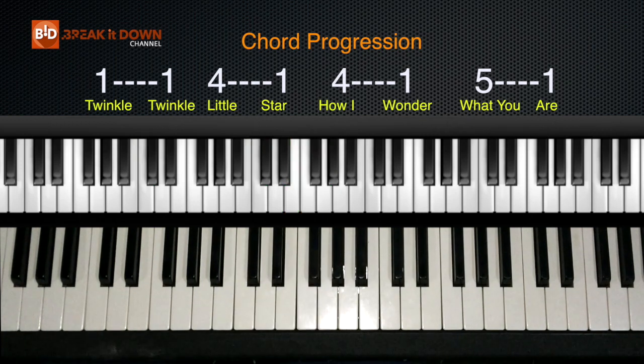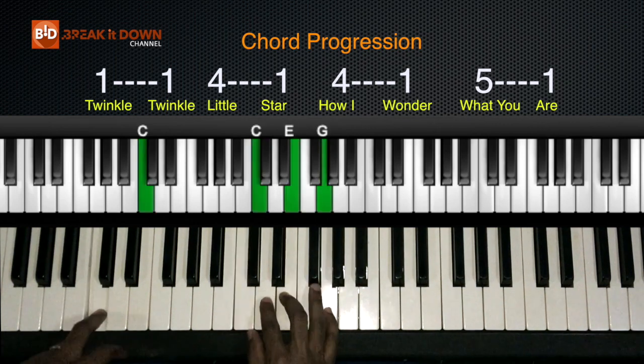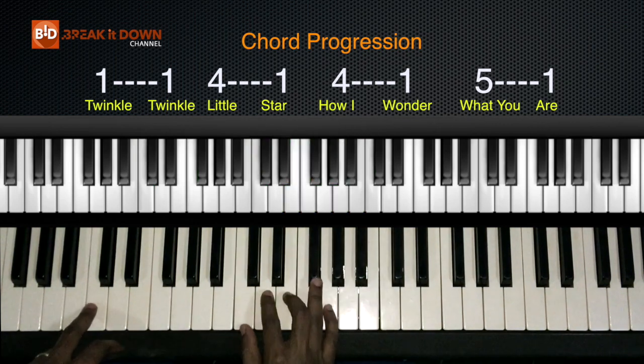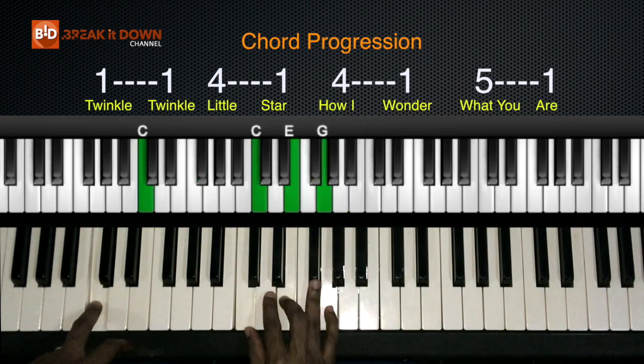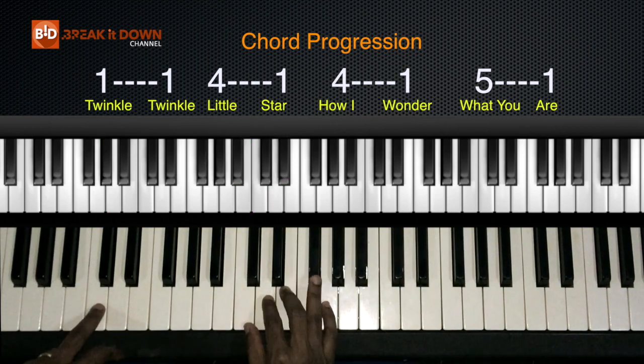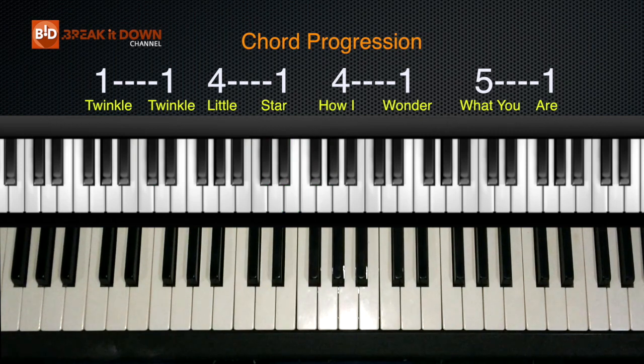Okay, so like I explained earlier, this time we're not playing the melody because we are assuming someone else is singing the song, or you could be singing the song yourself. I won't be singing the song because I'm not a good singer, but that's what will happen if someone else is singing the song. So that's the basic progression for Twinkle Twinkle Little Star.